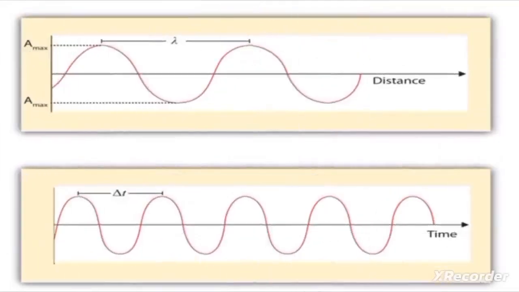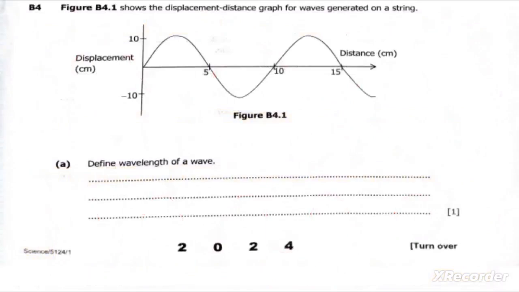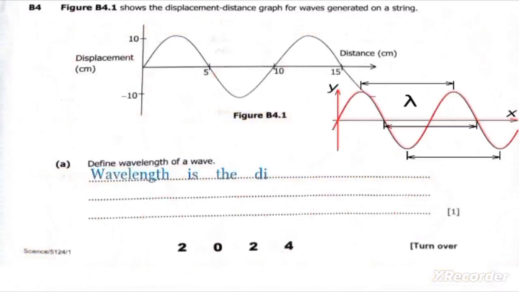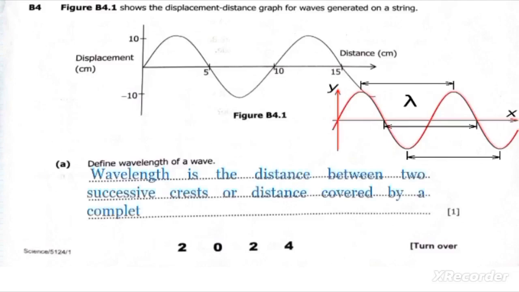So we are going to say wavelength is the distance between two successive crests. Or we can say wavelength is the distance between two successive troughs. Or we can say wavelength is the distance covered by a complete wave. So wavelength is the distance between two successive crests, or the distance covered by a complete wave.